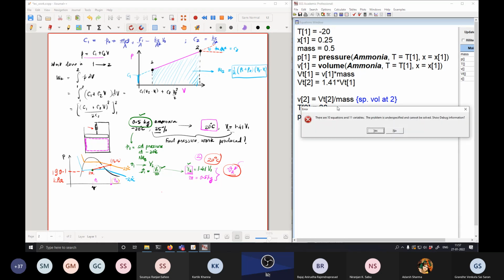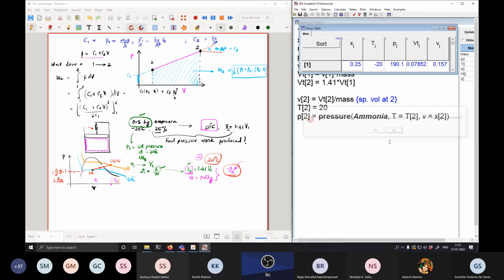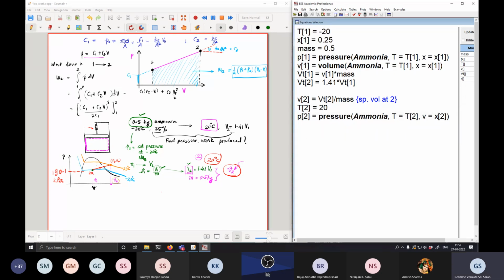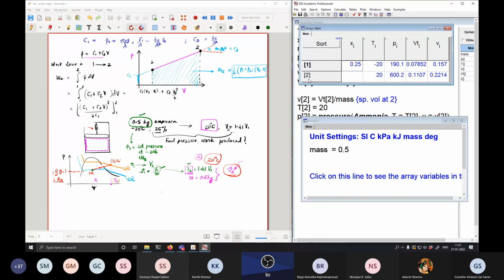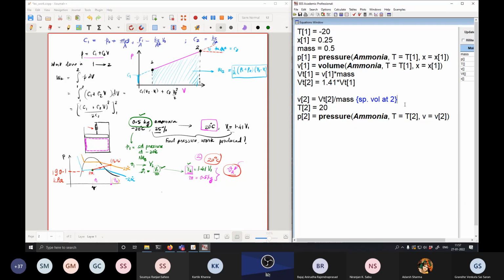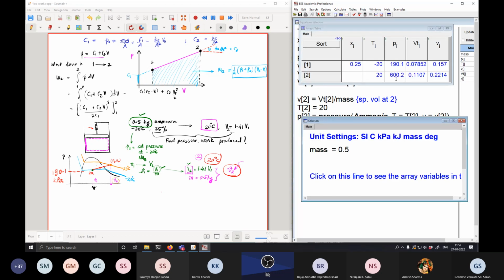Let me run this. Sir, that will be V2, sir. This will be V2. You didn't tell me, that is why it threw an error as well. Okay. Now we have it. So V2 is 0.2241. This is the specific volume and this is the final volume. So the final pressure was how much? The final pressure is 600.2 kilopascal, and in the book it is written as 600 kilopascal. So we are good.